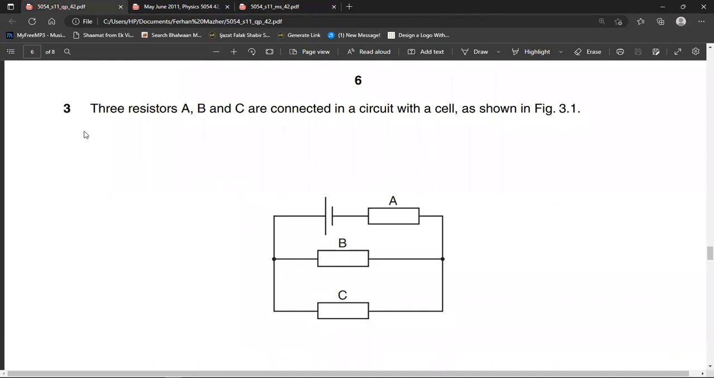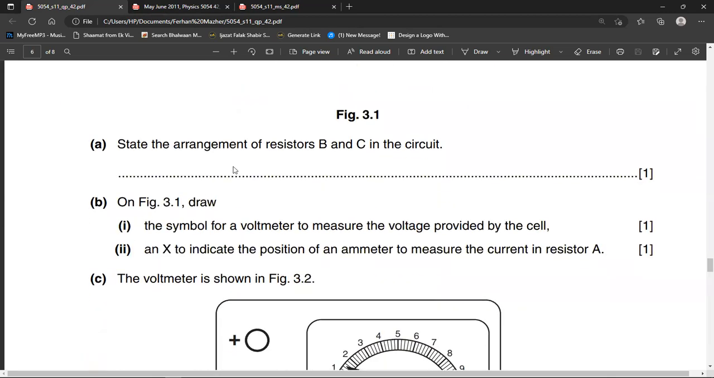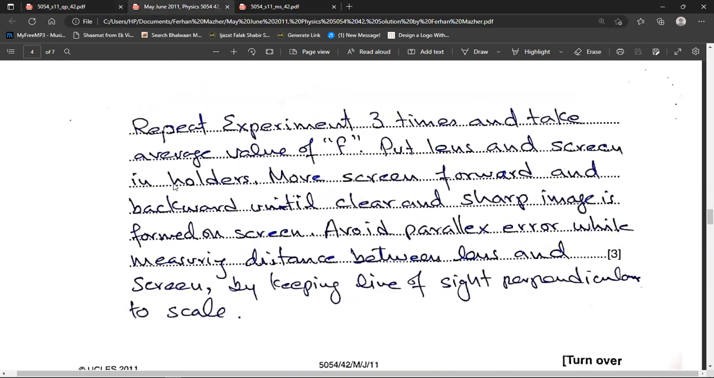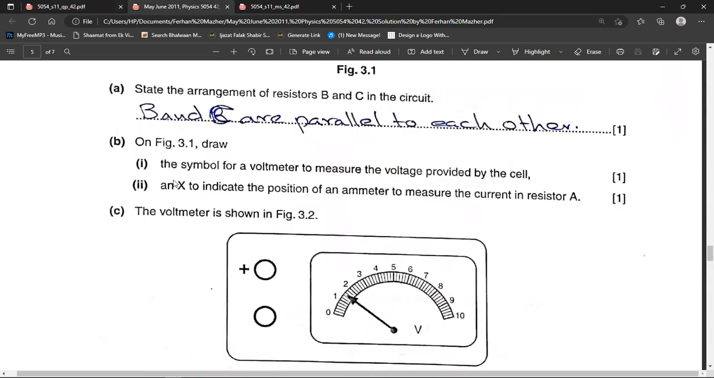It says the 3 resistors A, B, and C are connected in a circuit with the cell as shown in figure 3.1. So these two are parallel to each other, and in series with this parallel combination is this resistor A. State the arrangement of the resistors B and C in the circuit. So B and C are parallel to each other.